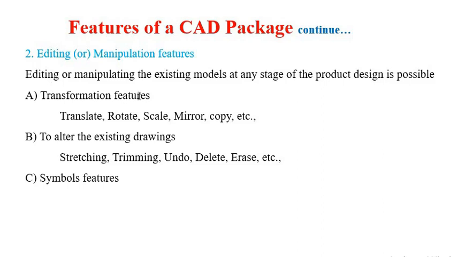In the transformation features, we can translate the component or model, rotate, scale, mirror, copy, etc. Translate means we can move an object from one position to another. Rotate means we can rotate a component by a certain angle alpha or theta. Similarly with scale, we can enlarge or reduce the scale of the designed component very easily. We can use the mirror option also, which is provided in the CAD package.